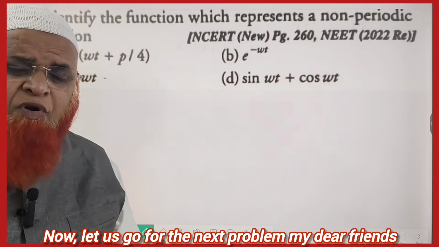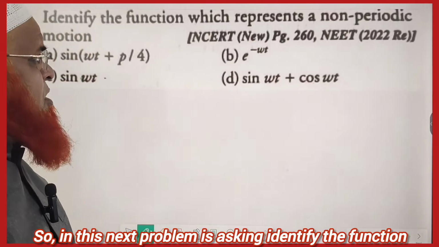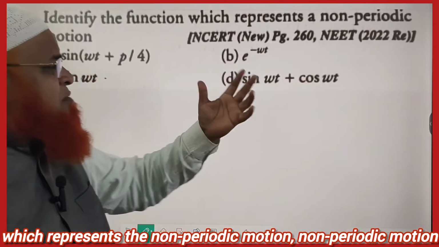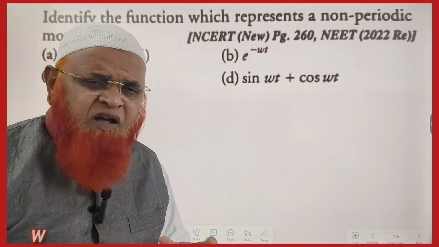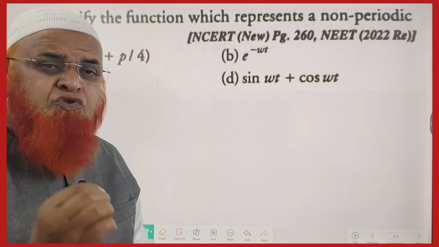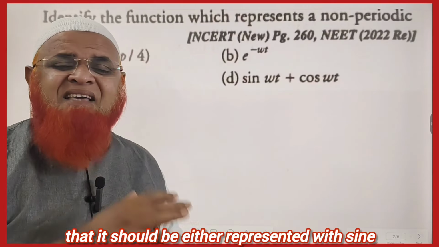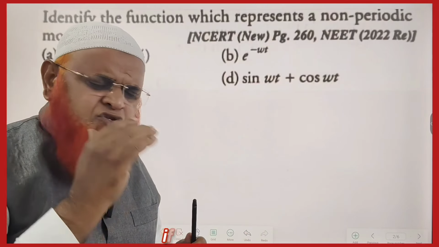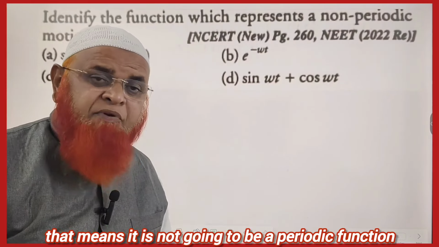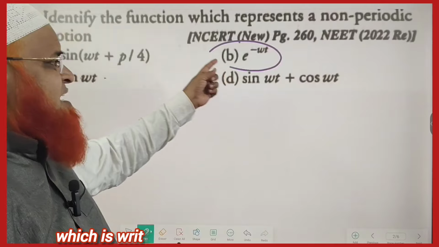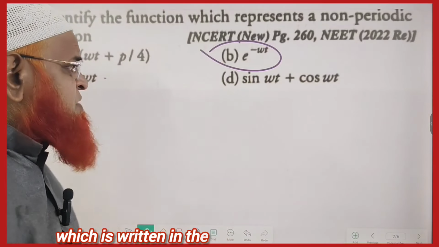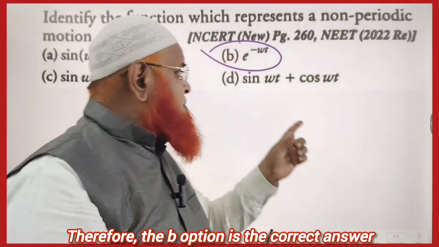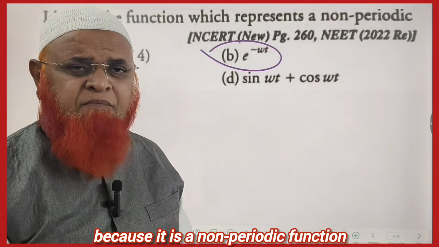Now, let us go for the next problem, my dear friends. In this next problem, he is asking to identify the function which represents non-periodic motion. Whenever you are going to represent a periodic motion, you should remember that it should be represented with sine or cos, trigonometric functions. If there is no sine, if there is no cos, that means it is not going to be a periodic function. There is one function which is written in exponential form. Remaining all are written in the form of sine and cos. Therefore, option B is the correct answer because it is a non-periodic function.